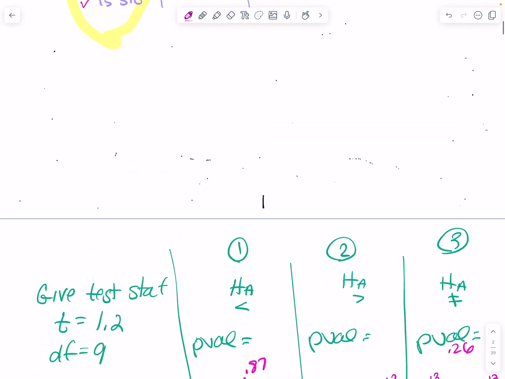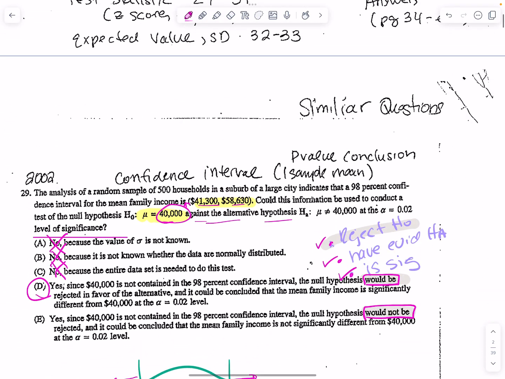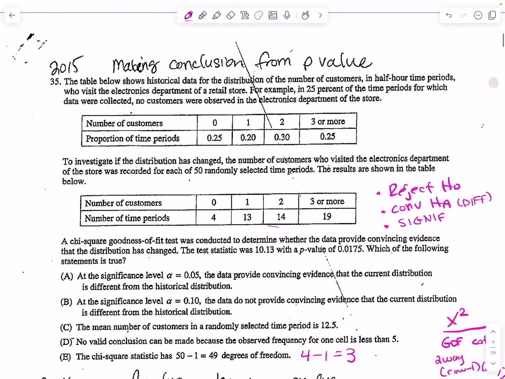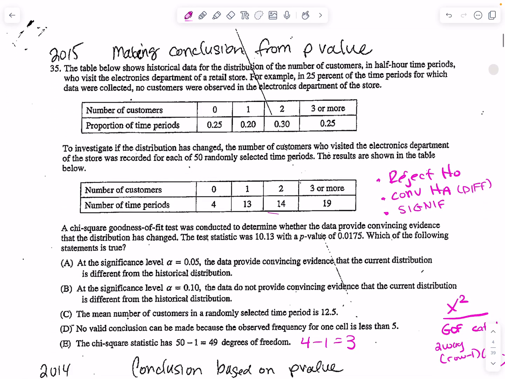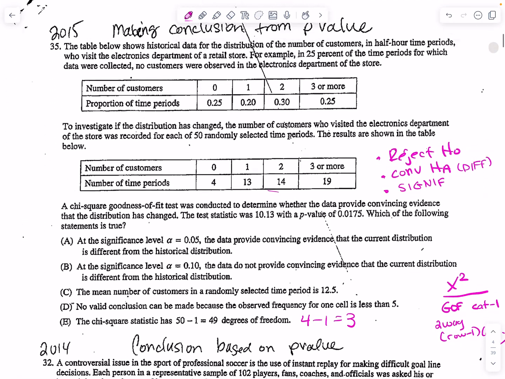Now make sure you take time to stop and do the problems. You're going to have to put me on pause, I know I'm going to be talking very fast. So the next one here is conclusion for p-value. So let's jump over here.